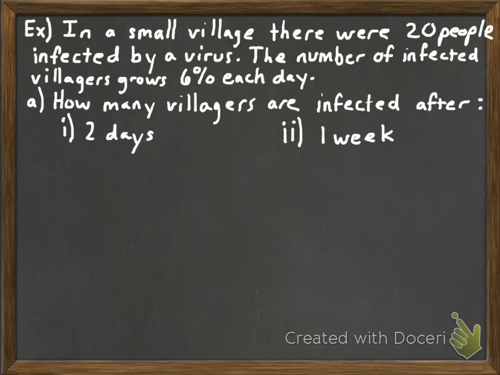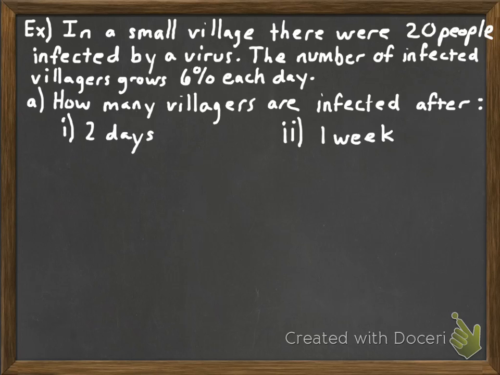All right, in this one, in a small village, it says there were 20 people infected by a virus. The number of infected villagers grows 6% each day. So the time frame here is not years, this time is days. We're going to be asked several parts. This is an IB style question. Several things about this village where there's people that are infected with this virus.